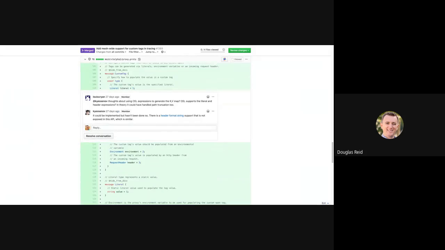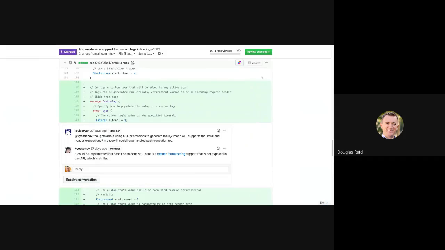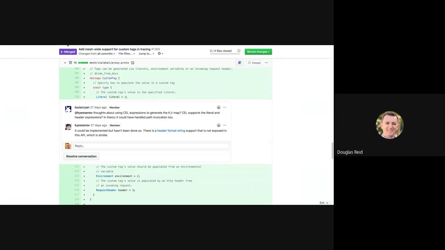Yeah, so here we have custom tags that are literals, environment variable, or request header, but there's also the choice to put node metadata in there. I just didn't know if that was something we should do, or if there's another way to get canonical service into tracing. Or if people have objections to even the goal of getting that information in the tags, that would be another thing worth discussing.